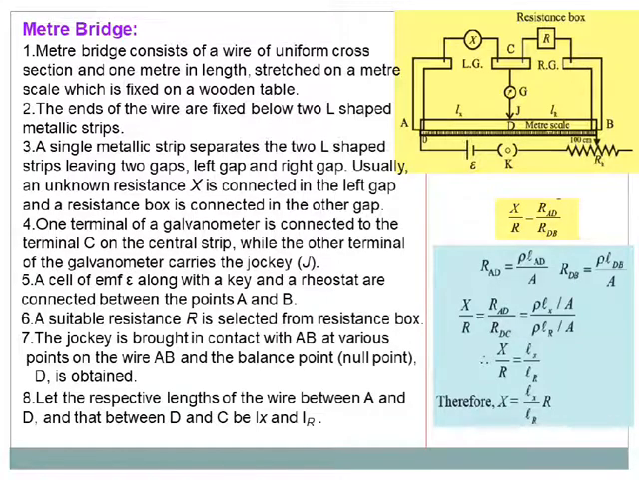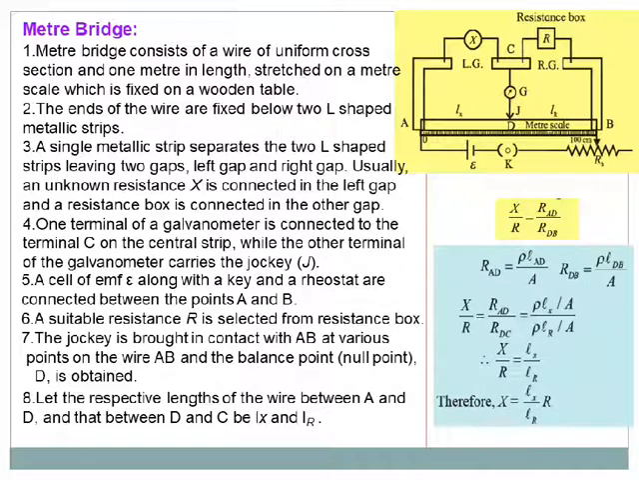This is a very easy experiment by using which you can find out the value of an unknown resistance. Now, what are the precautions we have to consider while doing this experiment? First one is the wire should be uniform. If the wire is not uniform, you are not getting the exact reading. So the wire should be uniform.